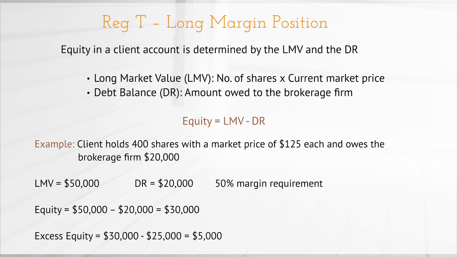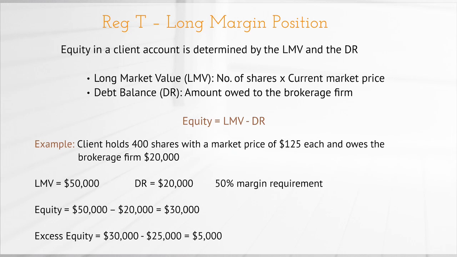In our example here, we have a client who has 400 shares with a market price of $125 each, but he owes the broker-dealer $20,000. So our long market value is $50,000 less what he owes the broker-dealer of $20,000, means his equity is $30,000. Now he also has to maintain 50% margin requirements as well, or else he'll become a restricted account, which we'll look at in just a minute.